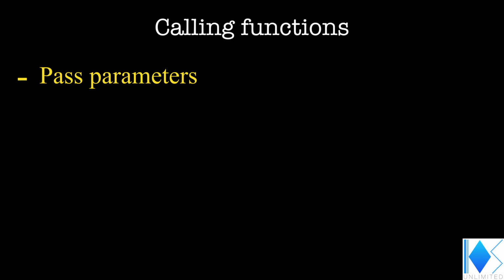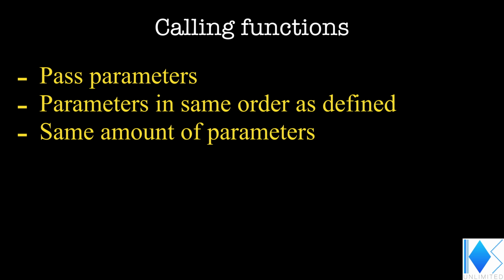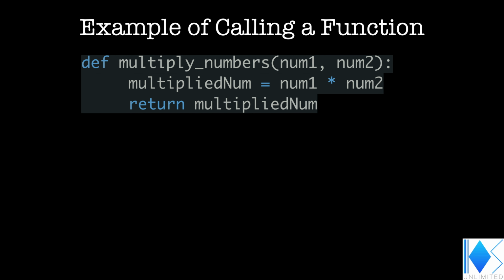We can pass parameters to a function. The parameters must be in the same order as defined in the function. Not only must the parameters be in the exact same order as we had defined in the function, but also the correct amount of parameters as we defined. Too few parameters and running the code will produce an error. Too many parameters and running the code will also produce an error. In our example, num1 is before num2.